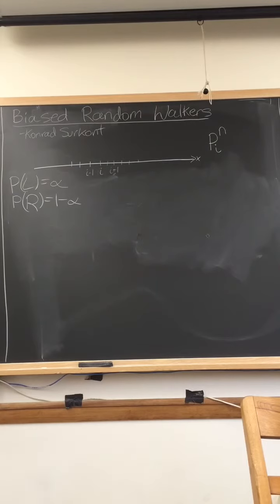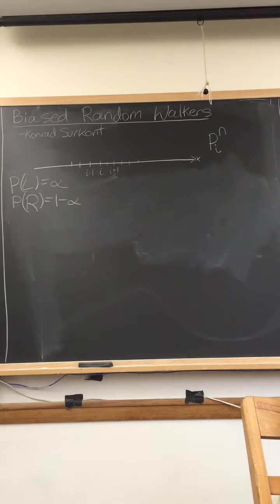Okay, this is a video about biased random walkers by Conrad Sircon. We've looked at the cases of random walkers as well as discipline walkers. By looking at the example of a biased random walker problem, we're going to be able to combine the elements of both discipline and random walkers and derive a diffusion advection equation by the end.